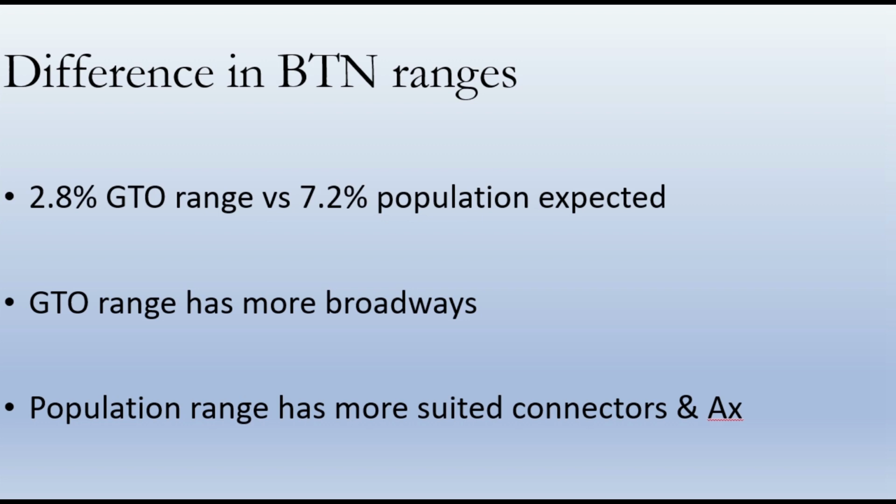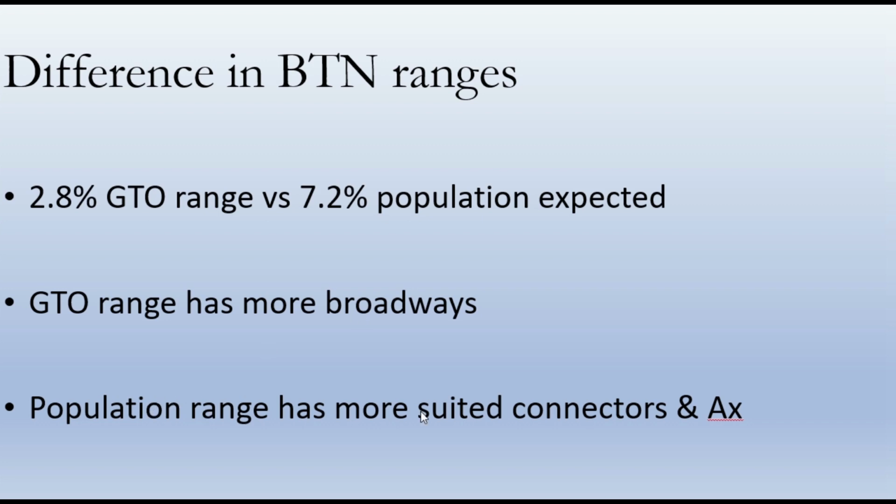And if we look at GTO's calling range, it's about 2.8%, so it's a very tight range, versus 7.2%, which is what I think the population is calling pre-flop when it comes to, let's say, 100 NL or lower. And the GTO range has more Broadways, things like ace ten suited, queen jack suited. Not to say the population range doesn't have them, just that GTO has a higher weightage towards these hands.